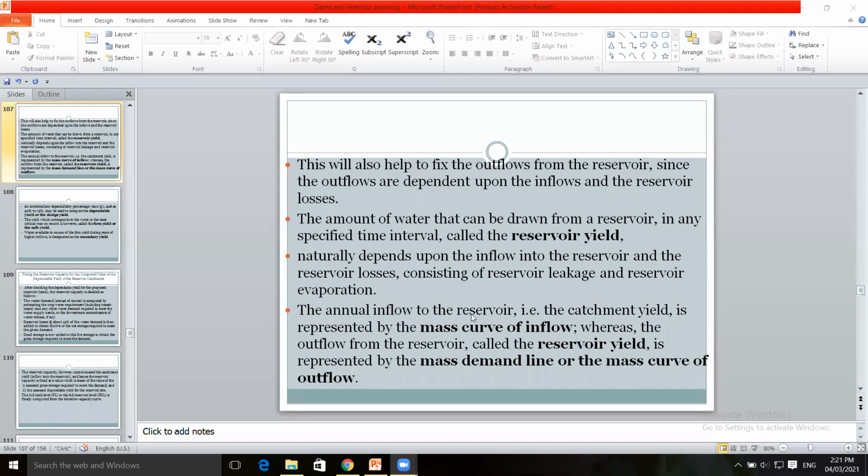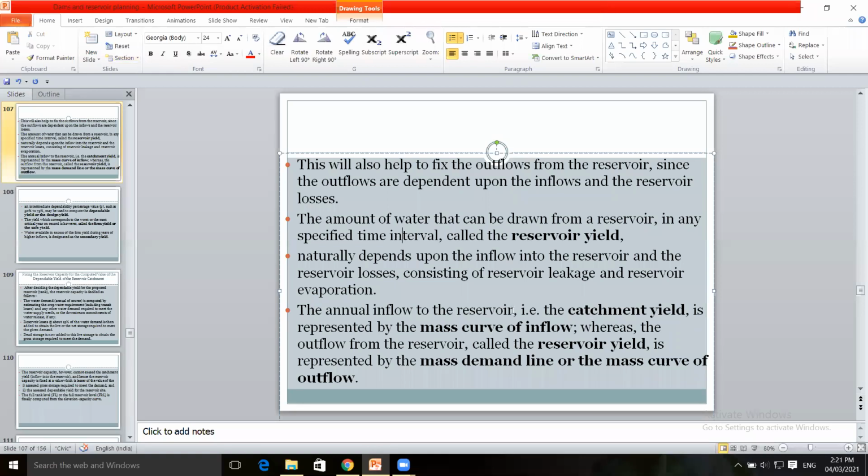Mass inflow is shown in the mass curve of inflow, and the mass outflow from the reservoir, what do we call it? Reservoir yield. Reservoir yield is called the outflow of the reservoir. That is called reservoir yield. There is a difference between catchment yield and reservoir yield.